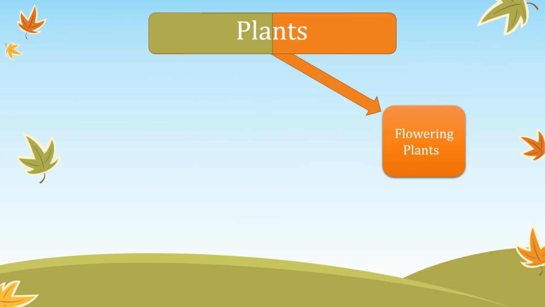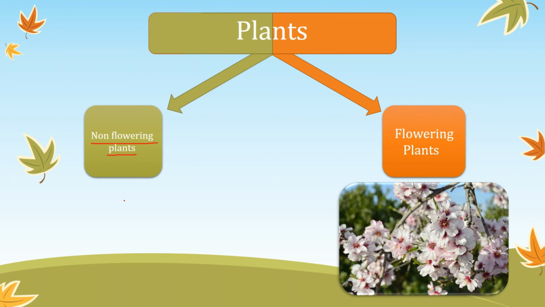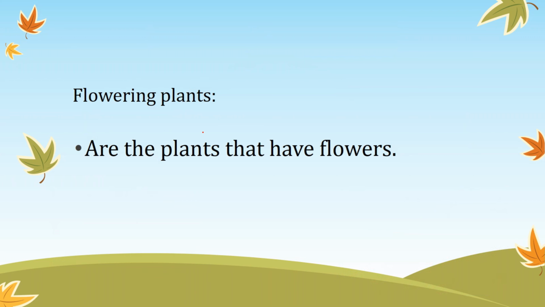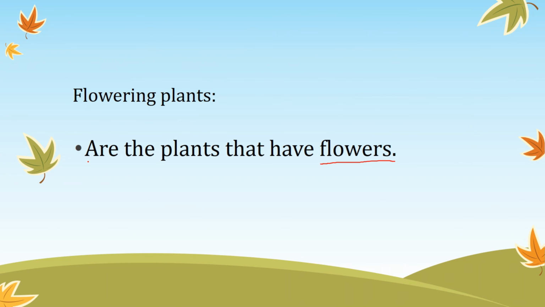So we can divide the plants into two main groups. The first group is flowering plants. This is a flowering plant. And the second group is non-flowering plants. And this is a non-flowering plant. So the flowering plants are the plants that have flowers. If we go back to the slide before, we will see the difference between these two plants. This plant has a flower, and this plant doesn't have any flower. So let's repeat. The flowering plants are the plants that have flowers.